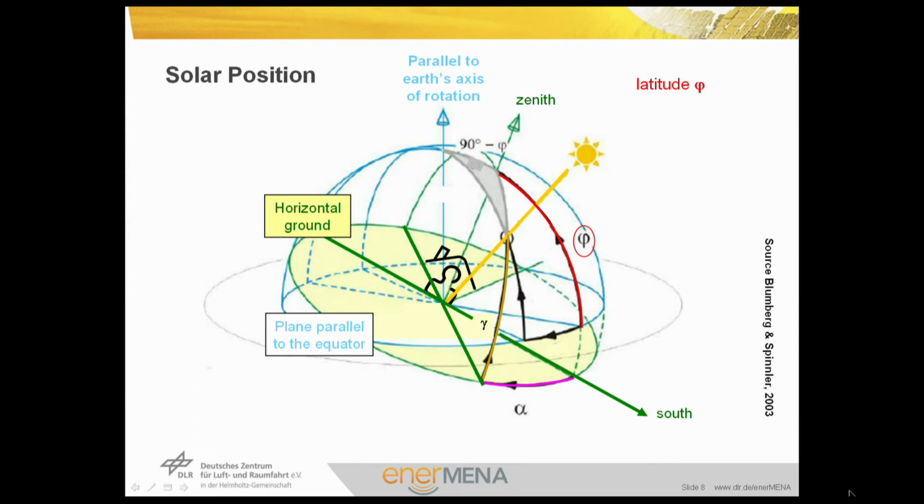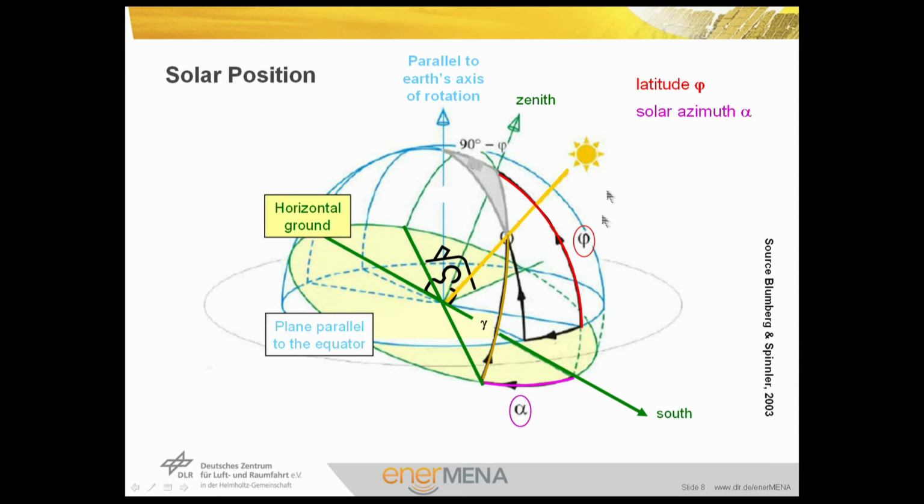In this sketch we can see the most important angles that are used to describe the solar position. We are here, we are on the horizontal ground, and above us there is the zenith. The latitude of our position can be found here. So this is the angle between the vector that goes from our position to the zenith and the plane that is parallel to the equator. Here we see also the vector that heads towards the south. There is the Sun, and there's also the vector going from our position to the Sun.